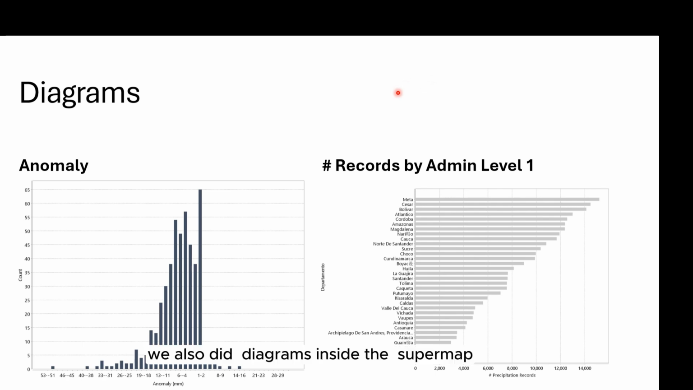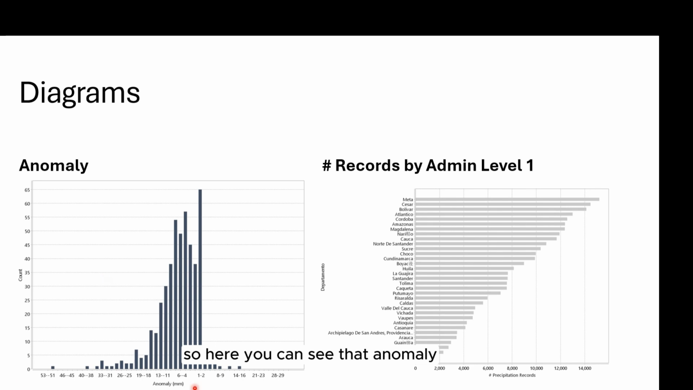We also did diagrams inside SuperMap, taking just the attribute data that didn't have any spatial data, but that has the code of the station that we downloaded. So that attribute, the code of the station, plays the key role in case we need to join with, for example, boundaries; we had that as the main identifier.